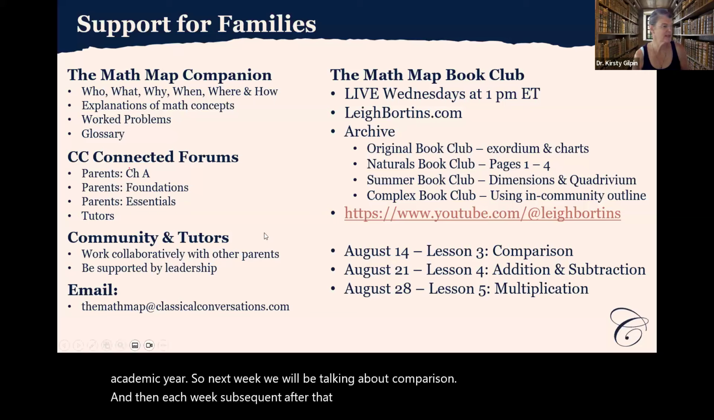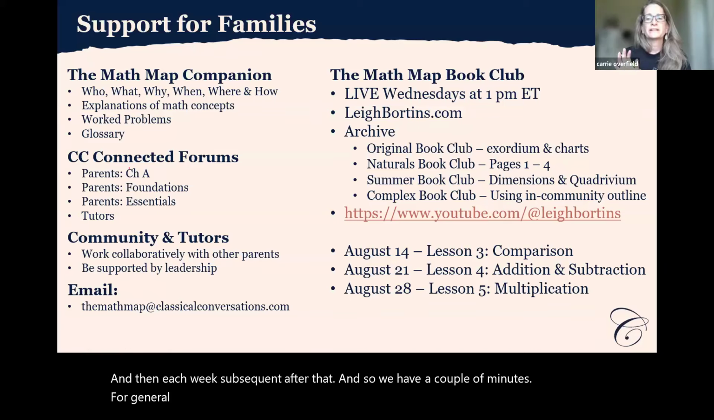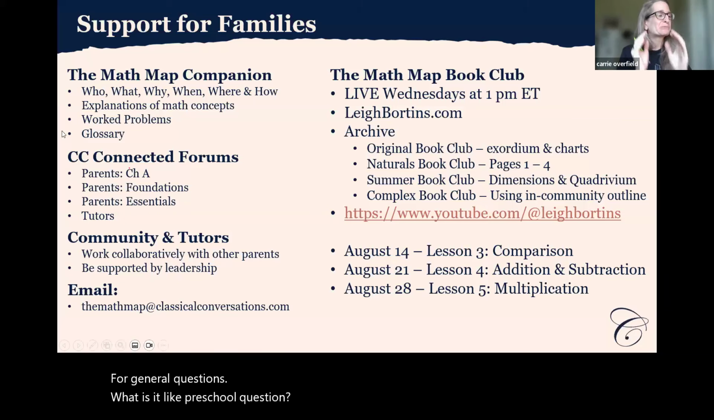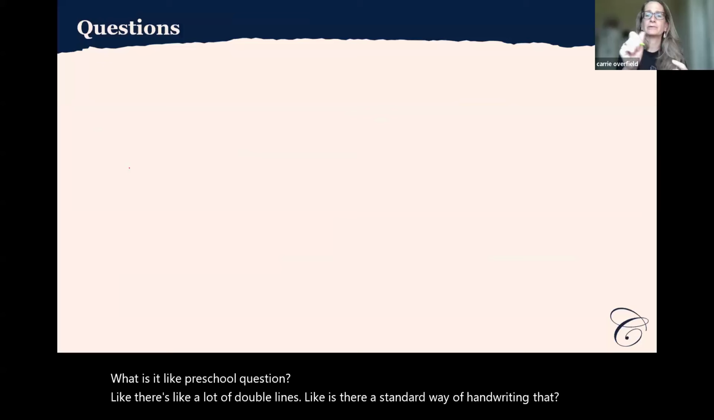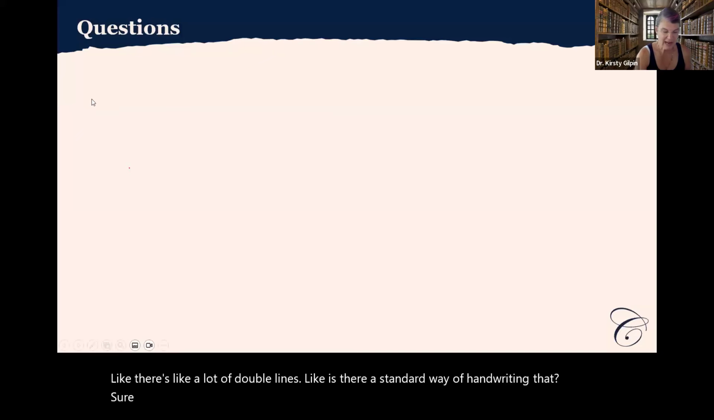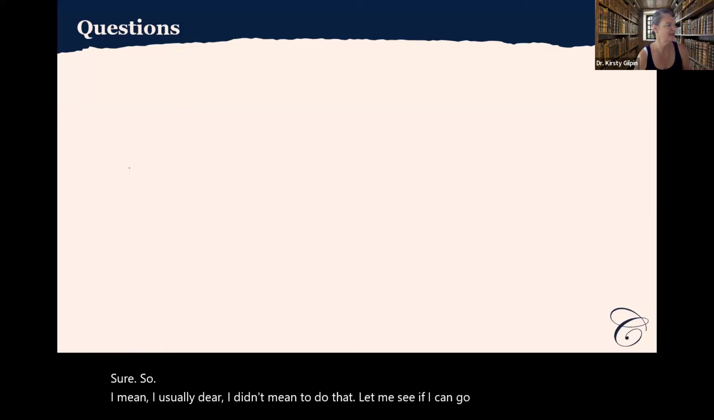And so we have a couple of minutes for general questions. So Kirsty, I had a really, like, a preschool question. When we're trying to write the symbols for all the number sets, there's a lot of double lines. Is there a standard way of handwriting that is easier than trying to copy every double line? Sure. So I usually, oh dear, I didn't mean to do that. Let me see if I can go back. Let me turn my pen on.